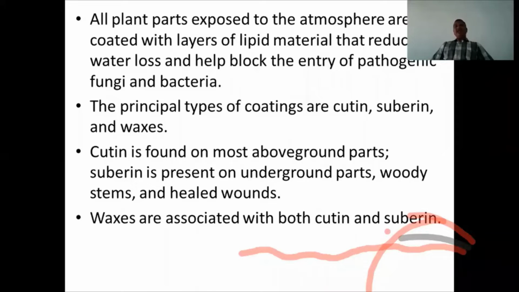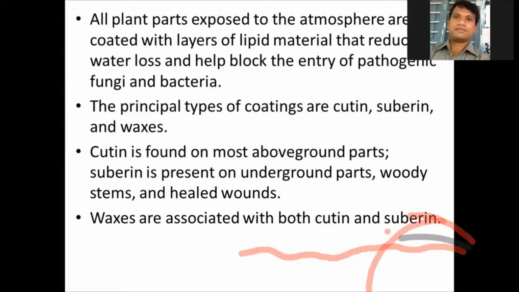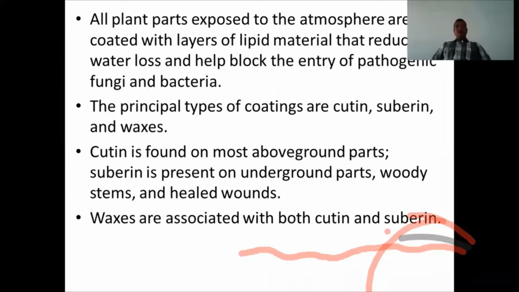So the aerial parts are covered with a coating called cutin, and the root or underground part has suberin. There are also other parts in the plant which have this tough layer of wax. Both the underground part and the aerial part have a coating of wax.